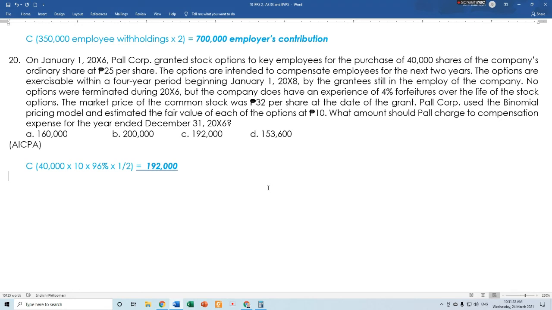So given na yung 10, mas mabilis. What amount should PAL charge to compensation expense for 20x6? Kunin mo yung total na 40,000 shares, multiplied natin dun sa fair value ng option na 10 pesos, multiplied by the expected na mabibigyan, which is 96%, based on a 4% forfeiture na binigay dun sa problem. Tapos, 1 year pa lang tayo out of the total 2 years, so divide by 2 mo na lang. Kaya ang lalabas ay 192. So letter C ang sagot natin sa number 20.